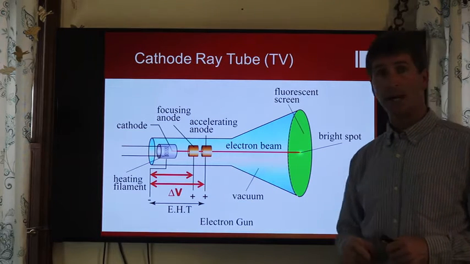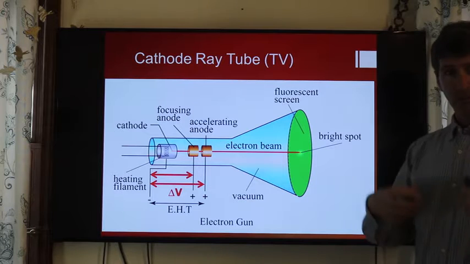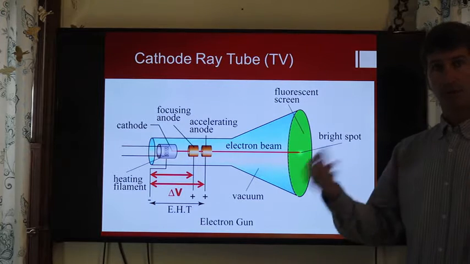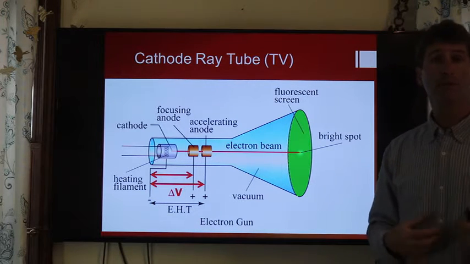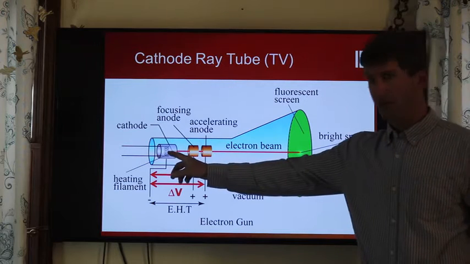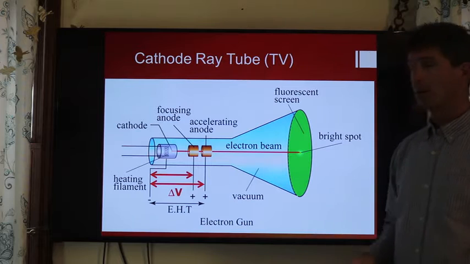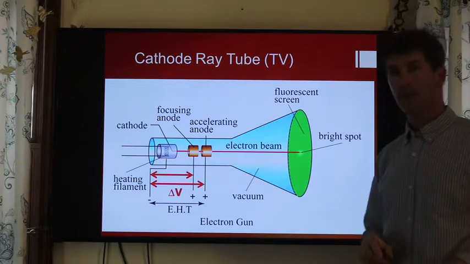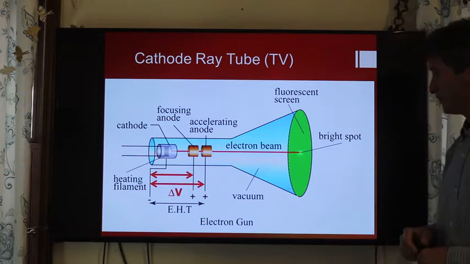The filament would heat up. It's no different from an incandescent light filament. It's made of tungsten. It would get hot, and as it got hotter, give enough energy to the electrons to break free of what's called the work function of the metal. Once these electrons are free, the negative charge over here, the negative voltage over here, would repel the electrons, and the positive voltage on these anodes would pull the electrons toward them.